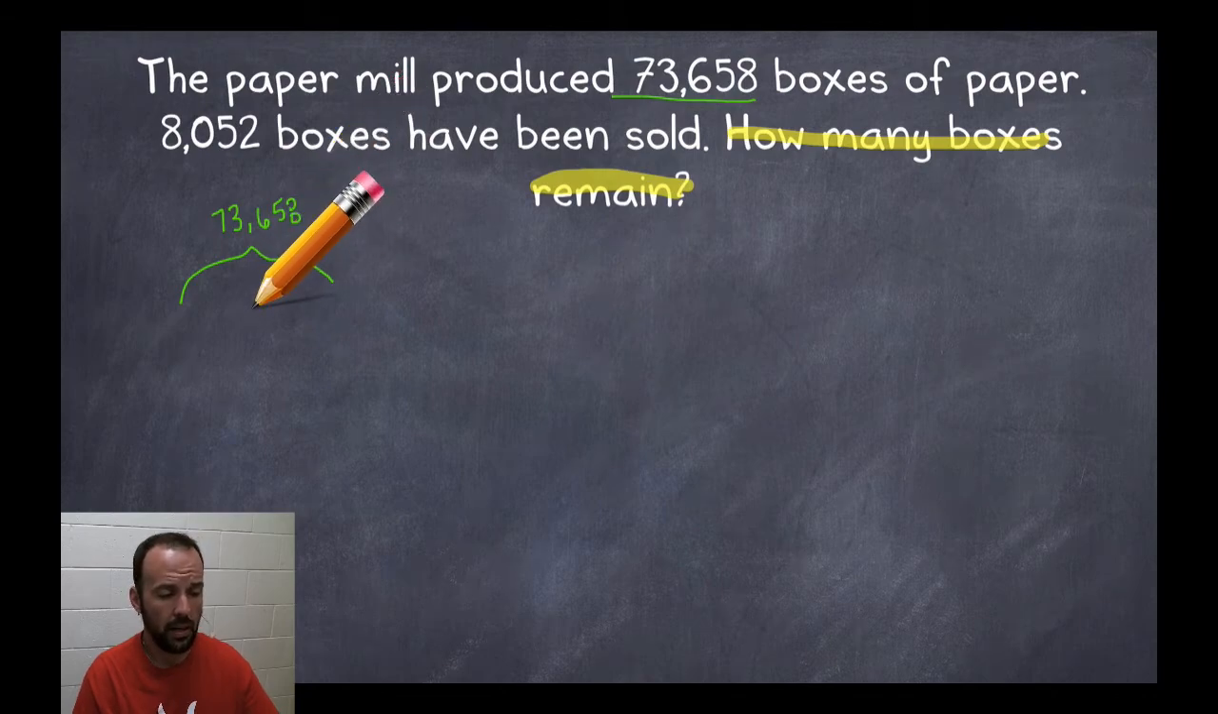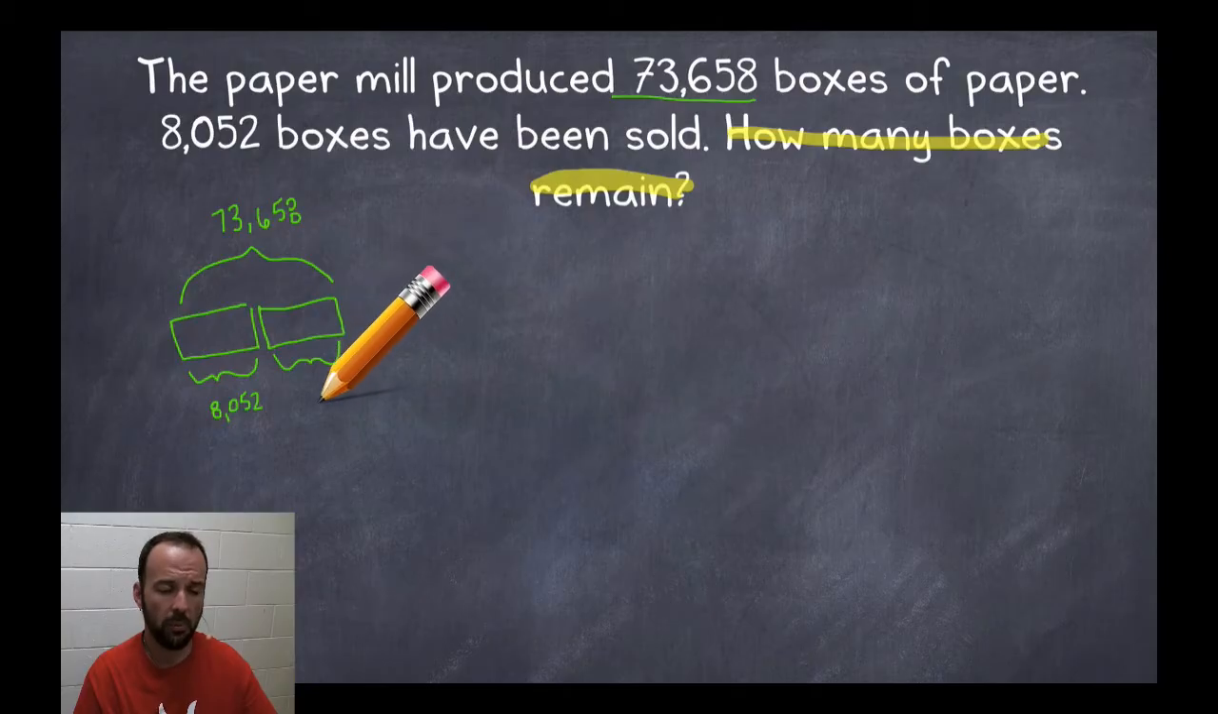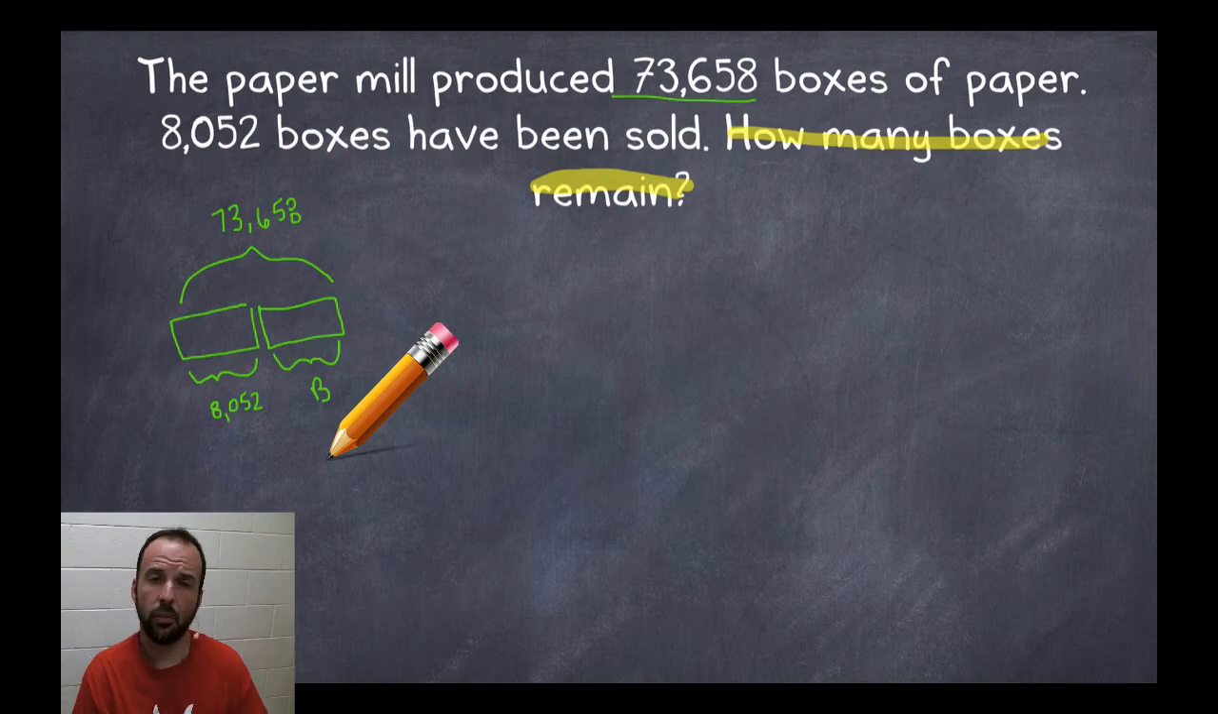Cool. I also have part of that whole as being 8,052. So this box right here, this rectangle, is going to represent my 8,052. What I don't know, what I'm looking to find out, is this other rectangle that's going to make up my whole, and that's going to be the number of boxes that remain. So I don't know what that is yet. That's why I'm going to be subtracting. So I'm just going to label that as a B for now, because I know that's what I'm trying to figure out, right? How many boxes remain? I put a B for boxes.